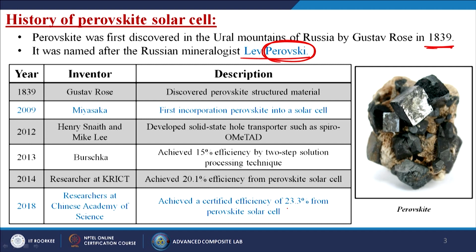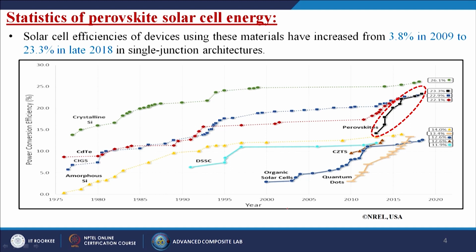Now you can imagine what I am telling every time: the material is the same, and just by changing the halide group people are trying to increase the efficiency. As per my knowledge, till today we have achieved up to 23.7% efficiency using this perovskite solar material. Now, the statistics of perovskite solar cell efficiency: efficiencies of devices using these materials have increased from 3.8% in 2009 to 23.3% in late 2018 in single junction architectures.